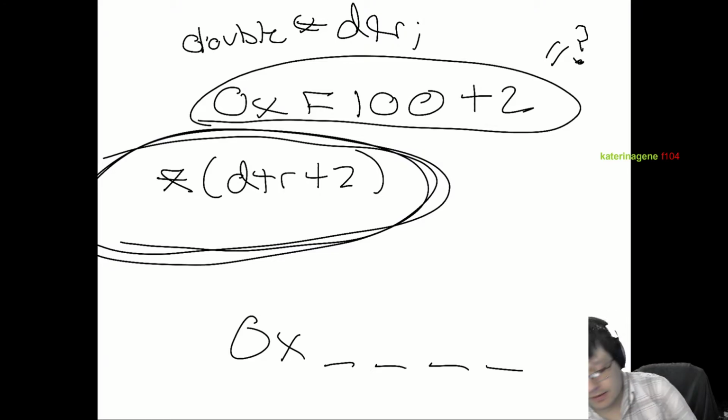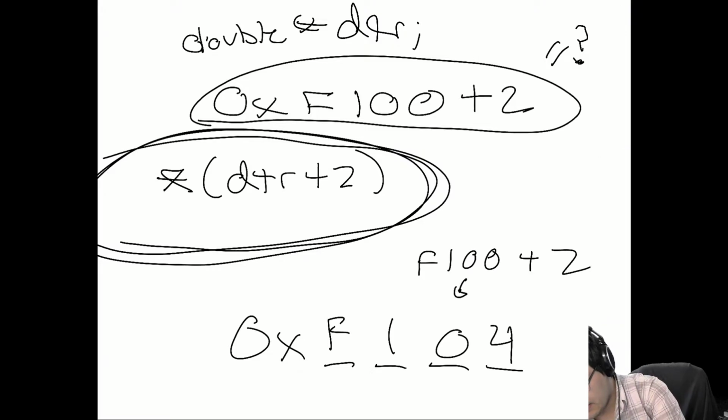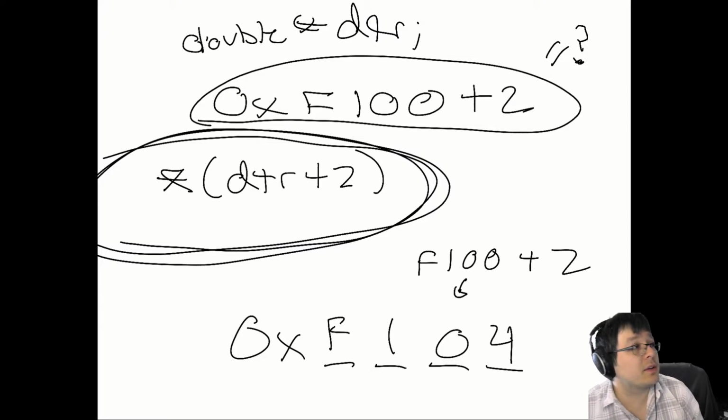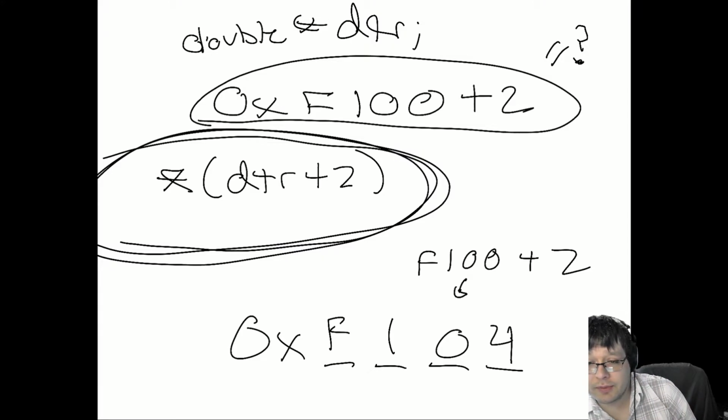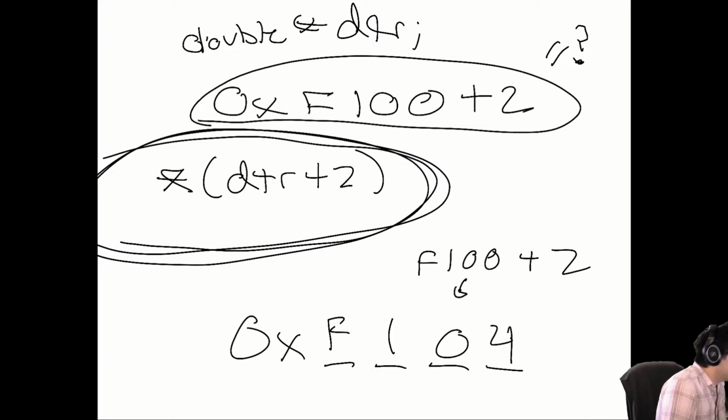So we got somebody that says F104. So that's one suggestion somebody gave, that F100 plus 2 is going to give me that. Does anybody else have any other suggestions as to what the answer could be? How about this? Let's run a Twitch poll.